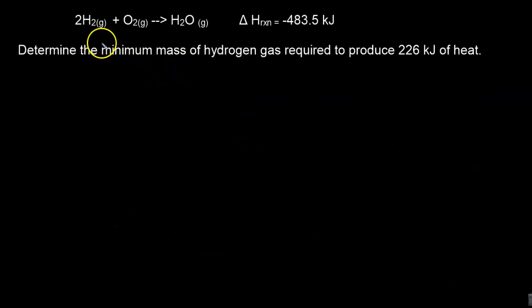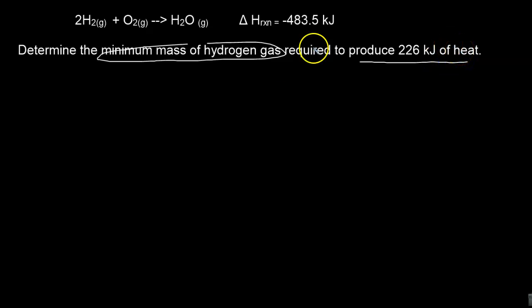Okay, example number 3. This time we are looking at the synthesis of hydrogen and oxygen to get water. The heat of the reaction is a negative 483.5 kilojoules, and we want to know the minimum mass of the hydrogen gas required to produce 226 kilojoules. Again, we're producing that amount, so it's going to be negative because I'm getting rid of it. So let's go ahead. Again, we're going to start with our given.